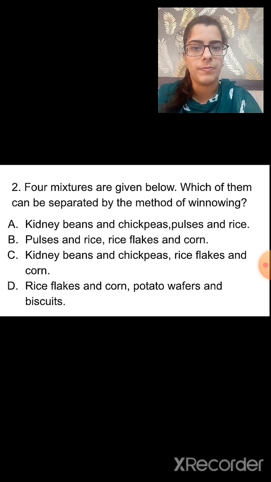Question number 2. Four mixtures are given below. Which of them can be separated by the method of winnowing? So, the four options are given, in which the different mixtures are there. You have to tell which of them can be separated by the method of winnowing.